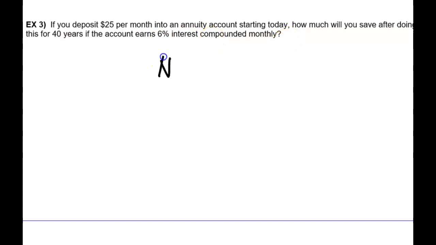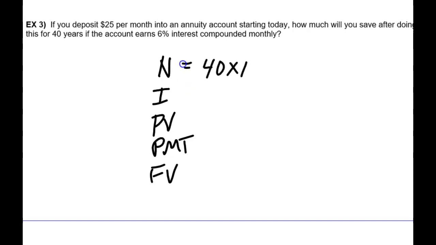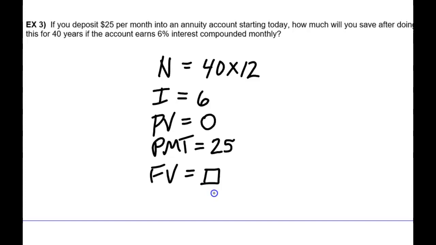Okay, somebody tell me something that's going in here. 40 times 12, somebody said, I think. Good job. I is 6%. Present value is 0. What are we making monthly payments of, though? Yeah, the payment is going to go in for the 25. We're starting with nothing, but we're putting in $25 a month. And we want to know how much it's going to end up with. So that's where you're going to put the cursor, is for future value. Does that kind of make sense?